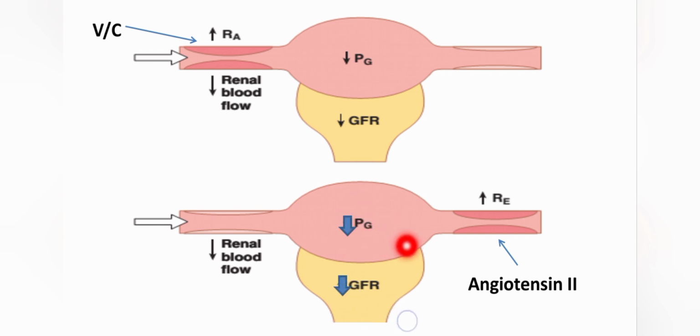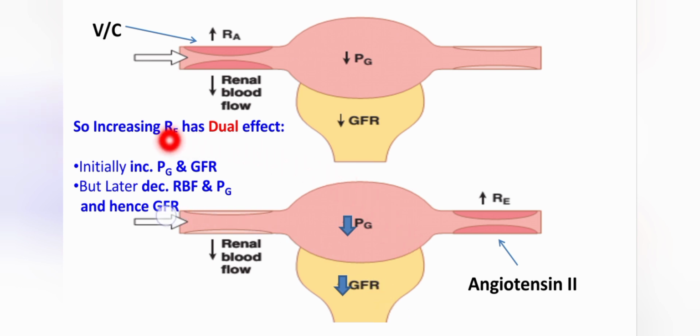So in a nutshell, we can say that increasing the resistance of the efferent arteriole has a dual effect. Initially it causes an increase in glomerular capillary hydrostatic pressure, that is PG, and GFR, but later it causes a decrease in the renal blood flow and a decrease in the PG and hence in the GFR.